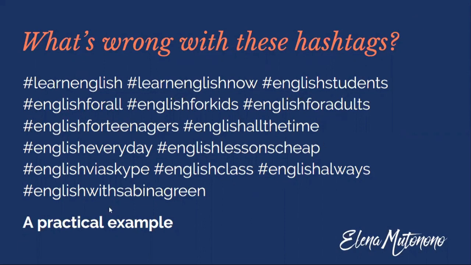The big issue with these hashtags is that they are from every single possible direction, and there's no direction. So you have Learn English students, English for kids, for adults, for teenagers, all the time, every day, cheap, Skype, class, always. I mean, it just doesn't make sense. And then the last one, English with, let's say, Sabina Green. I don't know if it exists, but I just use it as an example because a lot of times, if people use hashtags, they use this whole hodgepodge. That is not helpful.